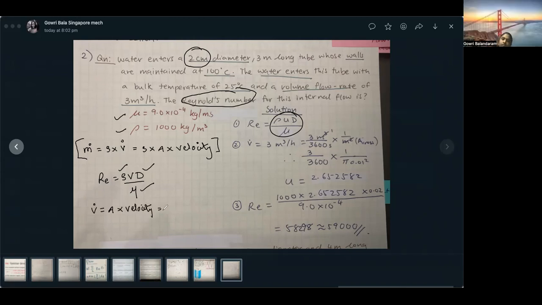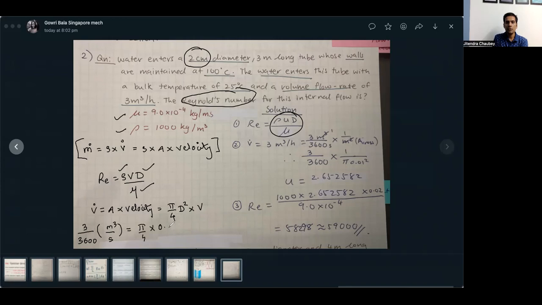Area of cross section of pipe is pi by 4 d square or pi r square, whatever you take, pi by 4 d square into velocity. Volume flow rate is given as 3 meter cube per hour. You will divide it by 3600, and it will become meter cube per second. Area of cross section will be pi by 4 and diameter is 0.02 meter, and velocity is unknown. From here, you can find the velocity. Once you have velocity, I think this is the velocity. They have done the exact process.